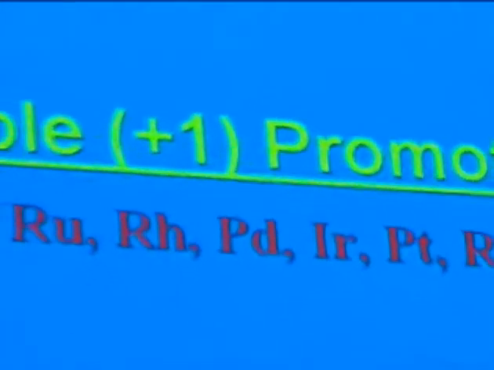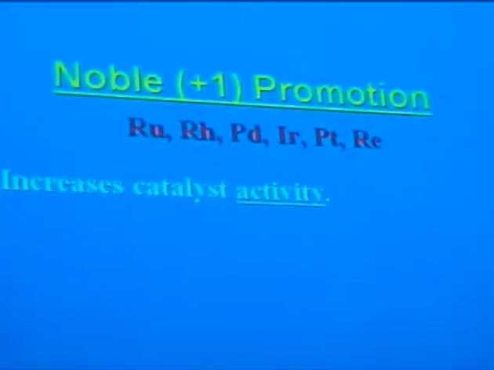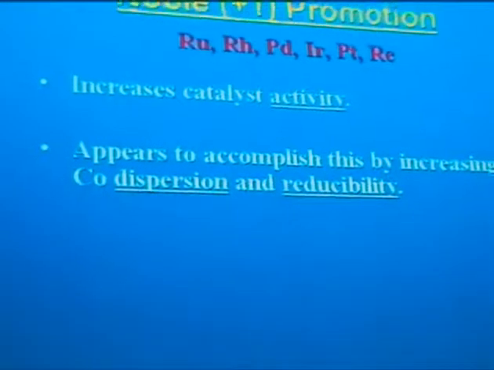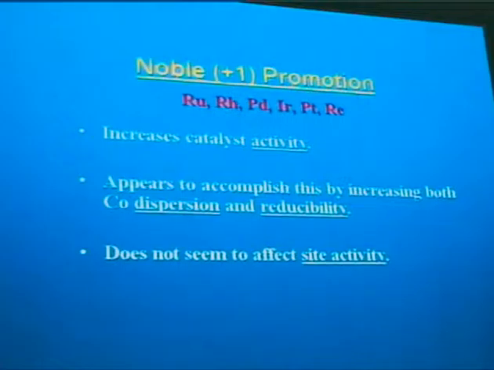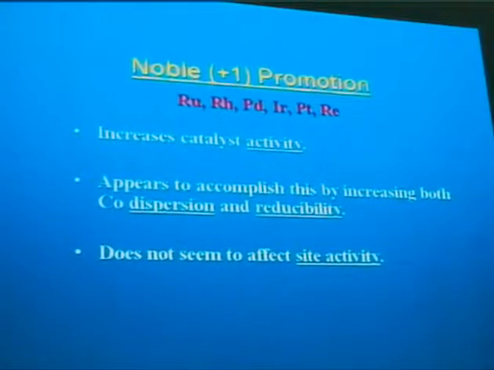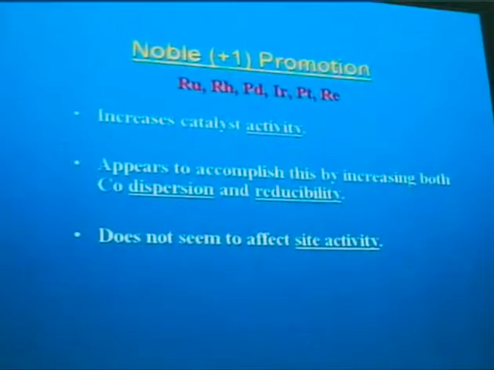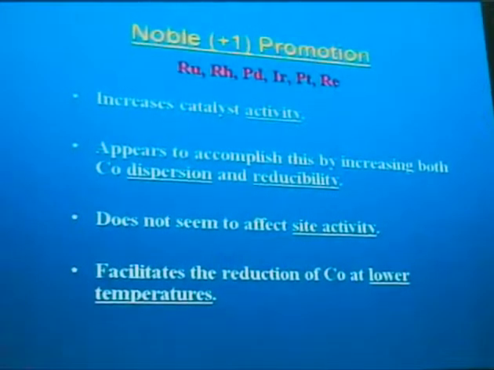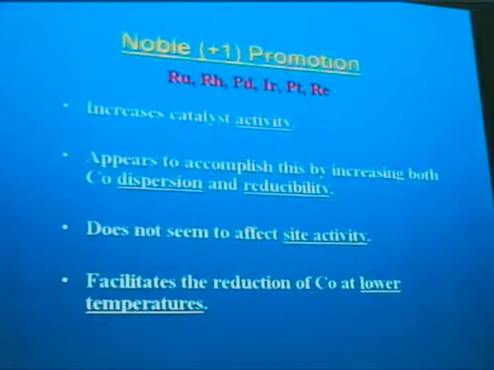And, you know, if you studied all of these, and we certainly haven't by all these methods, but what you'd find is that any of these noble metal promotions increases catalyst activity, appears to accomplish this by increasing dispersion and reducibility, very key. Does not seem to affect site activity at all. And there's a number of papers that address this by at least more than a half a dozen groups, I would say. And these noble metals basically facilitate the reduction of cobalt at lower temperature.